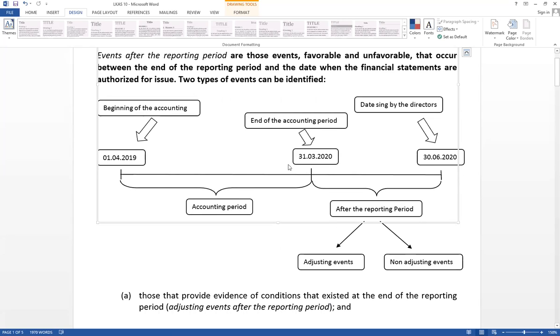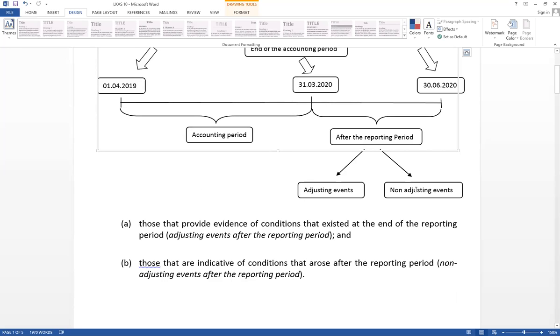This is the time period we have to prepare financial statement. This is called our accounting period. After that, before signed by the director, those are the time period you have to consider as after the reporting period. අන්නේ period එකේ වෙච්ච events, not transaction. Events after the reporting period. Those are the events both favorable and unfavorable that occur between end of the reporting period and date when the financial statement are authorized for issue. Can be divided by two parts, adjusting events as well as non-adjusting events.